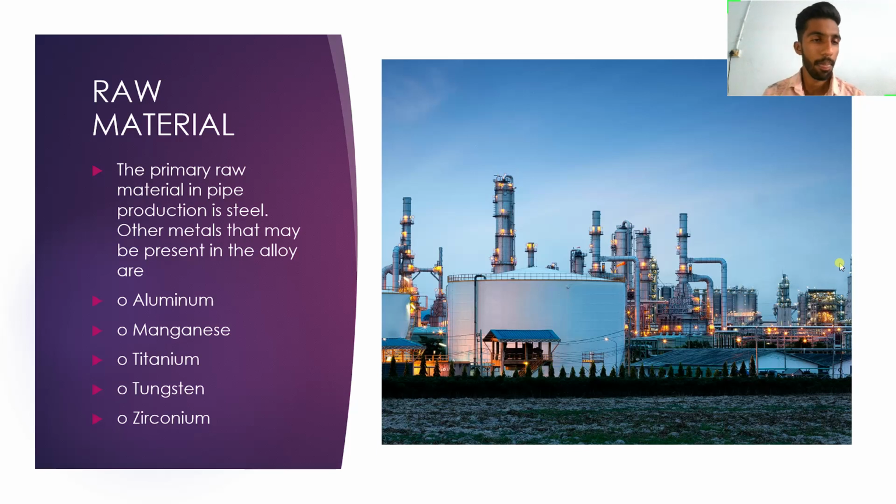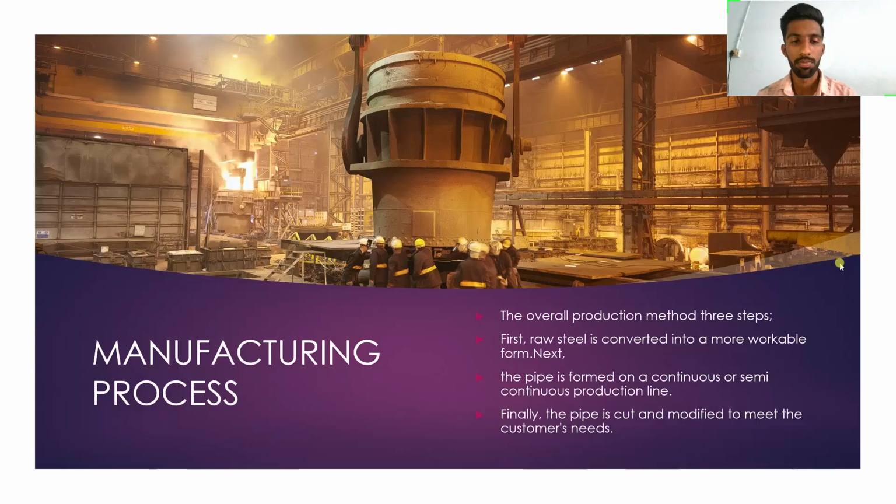Raw material required for steel pipe. The primary raw material in pipe production is steel. Other metals that may be present in the alloy are aluminum, manganese, titanium, tungsten and zirconium.